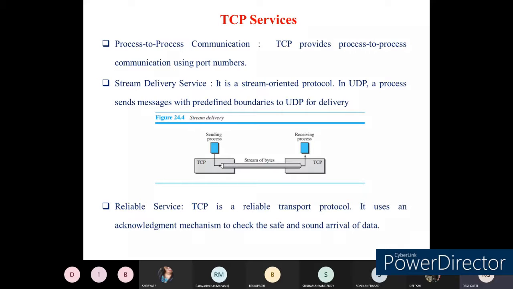It provides one more important service, as the name itself indicates. It is a connection-oriented and reliable data service. Since TCP is a reliable transport layer protocol, it uses an acknowledgement mechanism to check whether the packet has been transmitted and reached the receiver successfully. When I transmit a packet from the transmitter to the receiver, once the packet has been received at the destination, it acknowledges the transmitter saying that this is the packet I have received successfully without any error. Therefore, TCP provides reliable data transmission between source and destination. That is all about reliable services.